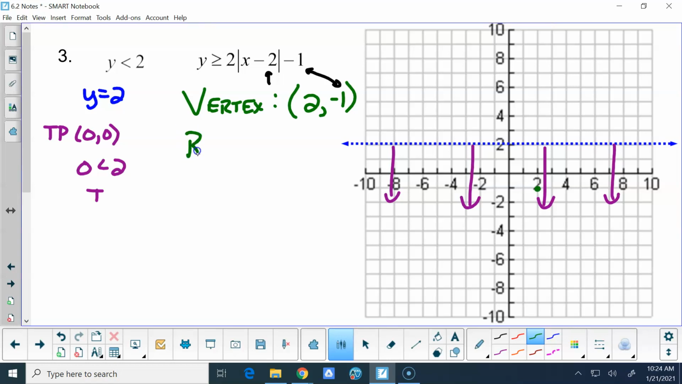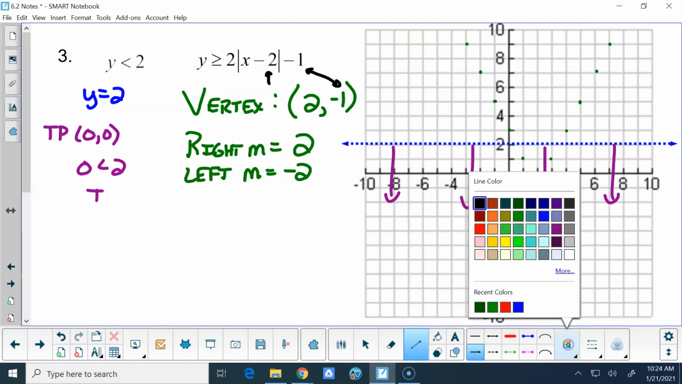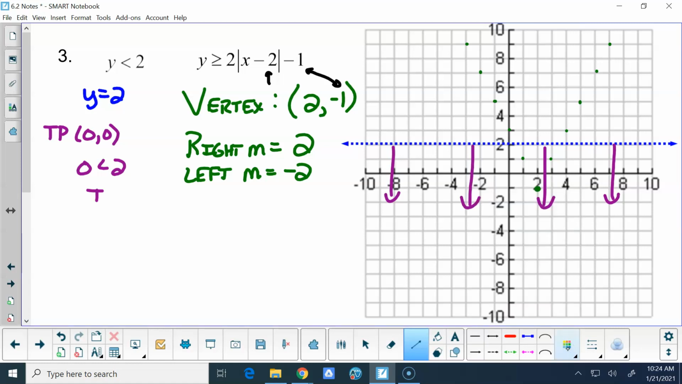Then, my right side slope is going to be positive 2. So from there, on the right side, I would go up 2 and right 1. My left side slope is negative 2. But here's that on the other side. It is going to be a solid line.